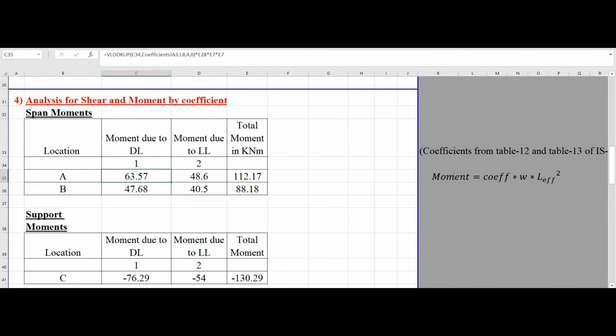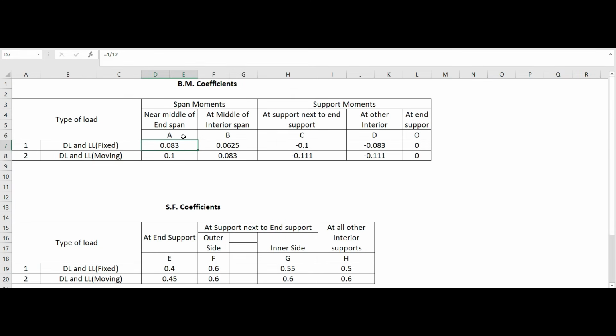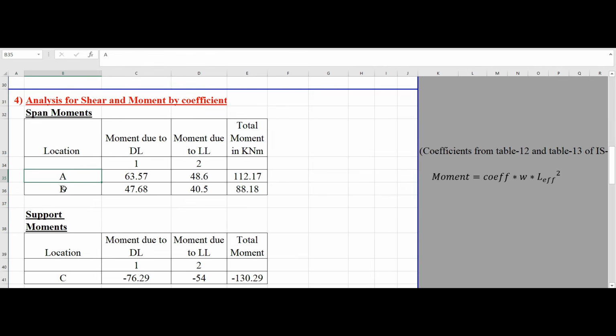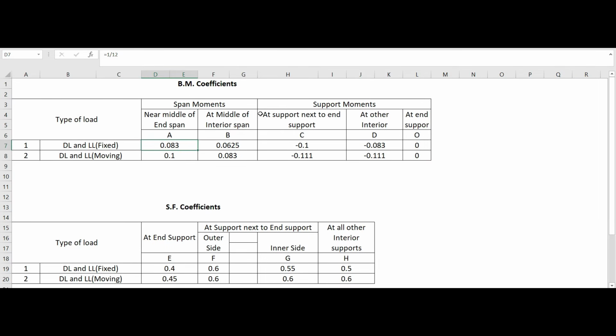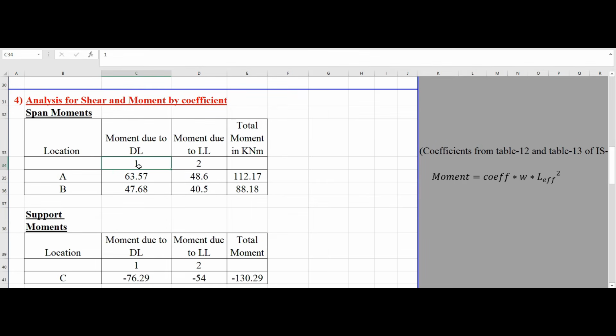So now we will calculate the bending moment and shear forces at the respective locations. Here A denotes the middle of the end span. Here B denotes the middle of the interior span, and C denotes the support that is next to the end support. Here I have denoted the dead load as 1 and the live load as number 2.